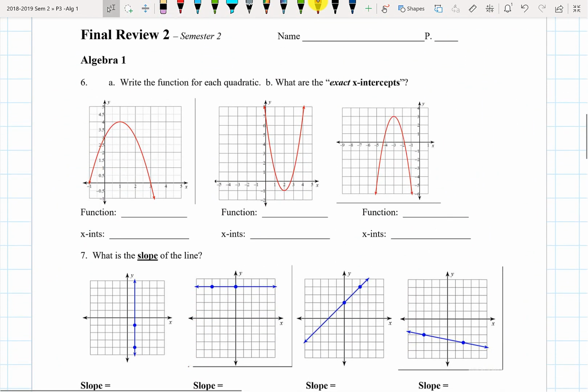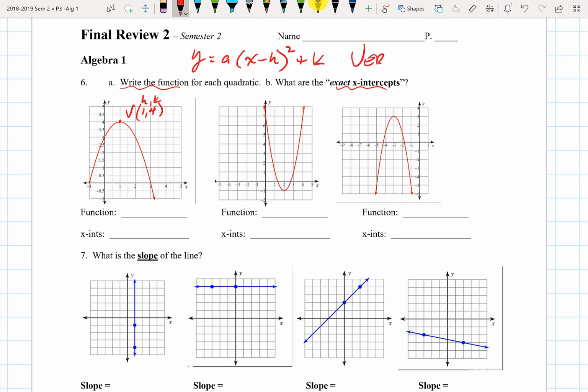Number 6. Okay, what are the exact x-intercepts? And what is the function? Okay, so let's figure out the vertex first. So we can identify this is at 1, 4. Okay, this is h and this is k. And y is equal to a times x minus h, quantity squared, plus k. This is called vertex form.